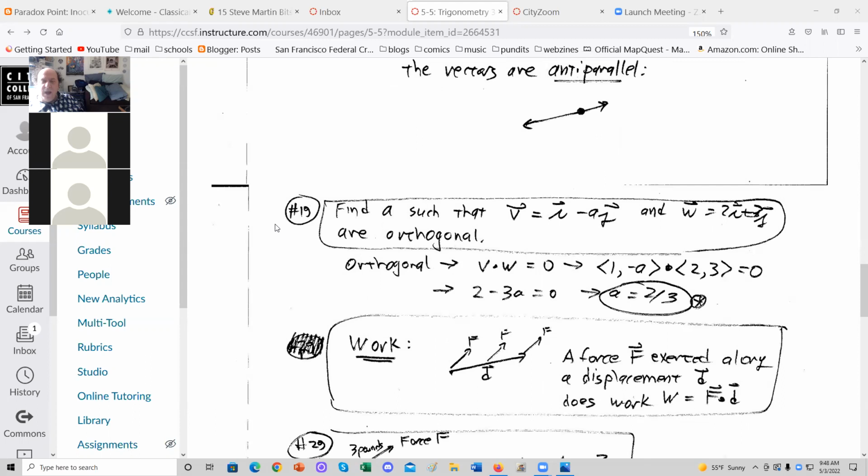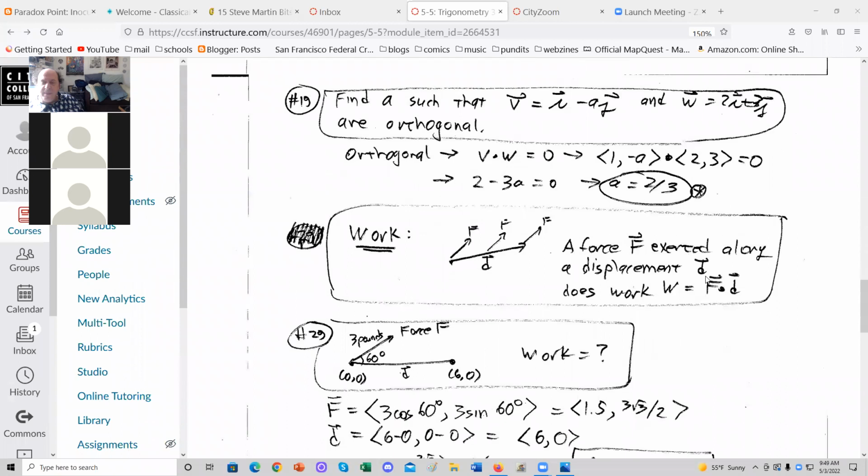All right. Here we have v equals i minus aj, so it's 1 by negative a, and w is 2i plus 3j, 2 by 3. Find a value of a that makes these two vectors orthogonal, at right angles. Okay, so if they're orthogonal, then the dot product is 0. So 1 by negative a dot 2 by 3 equals 0. That works out to 1 times 2 is 2, negative a times 3 is negative 3a. 2 minus 3a is 0. Transpose and divide. a equals 2/3. And there you have it.